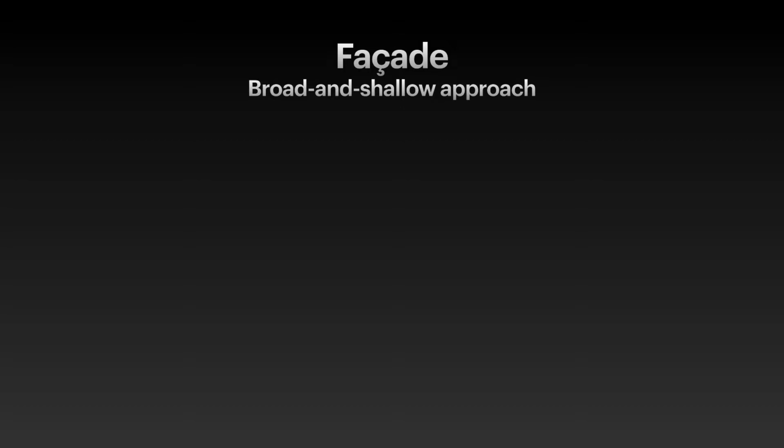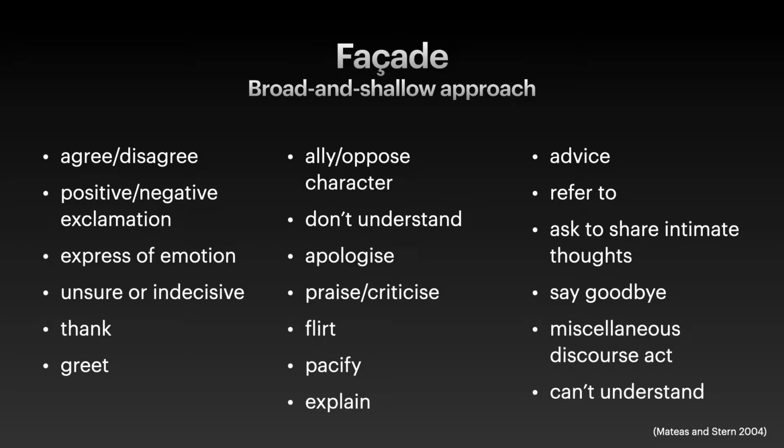Facade uses the broad and shallow approach in handling the textual utterances typed in by the interactor. The interactor's input is mapped into one of 19 possible discourse acts. It doesn't matter what the interactor has actually typed, the system handles only these 19 inputs. For example, utterances hello, hi, and good evening are all mapped to the discourse act greet.